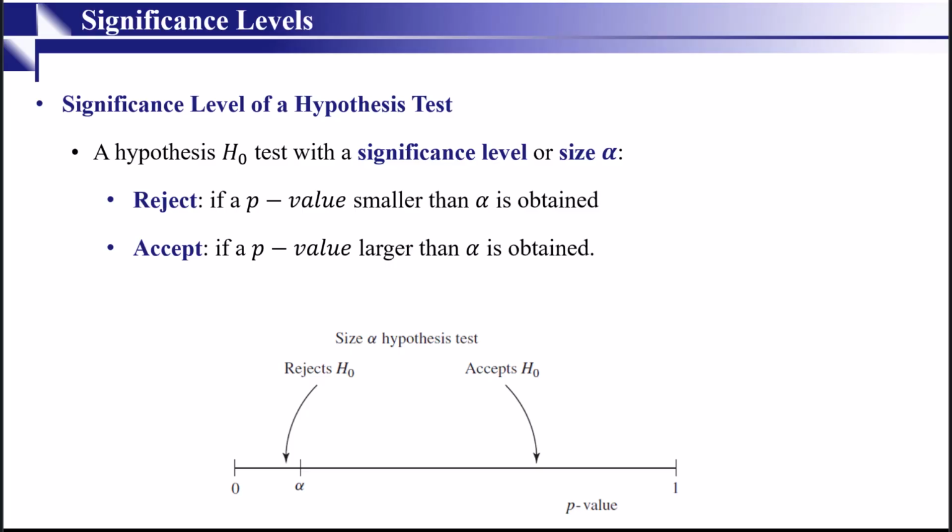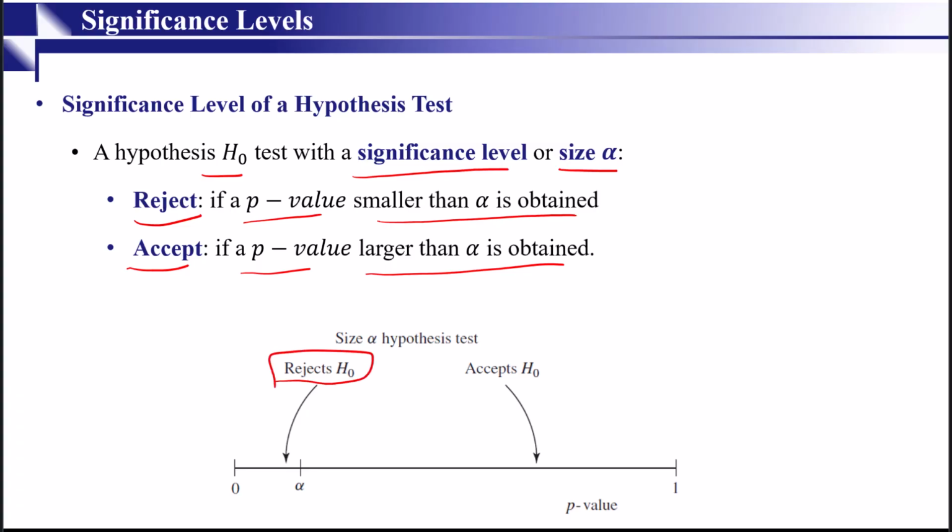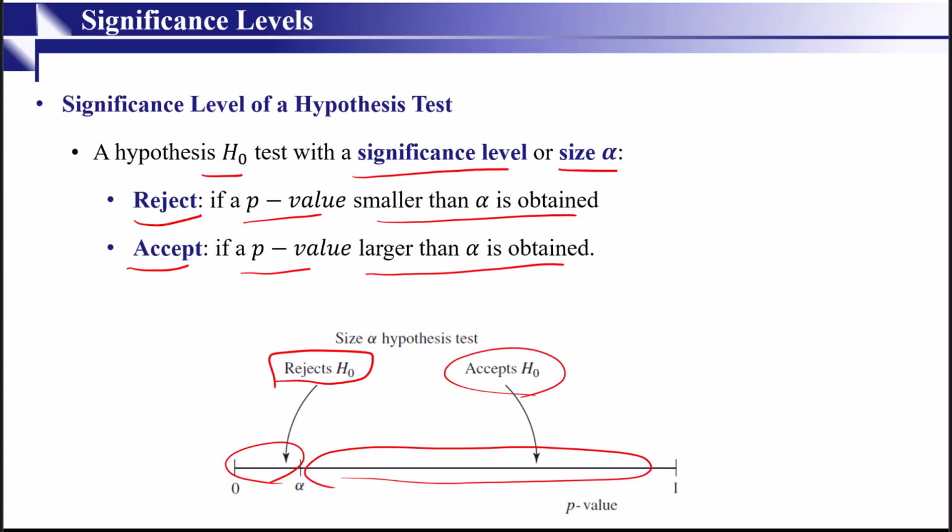We can define a hypothesis test in terms of significance level, or alpha. For the hypothesis H0 test with significance level or size alpha, we reject the null hypothesis if the p-value is smaller than alpha, and we accept the null hypothesis if the p-value is larger than alpha. P-values are more informative than knowing whether a size alpha test accepts or rejects the null hypothesis. In this figure, we can see a hypothesis test of size alpha. We reject if the p-value is less than alpha, and we accept the null hypothesis H0 if the p-value is greater than alpha.